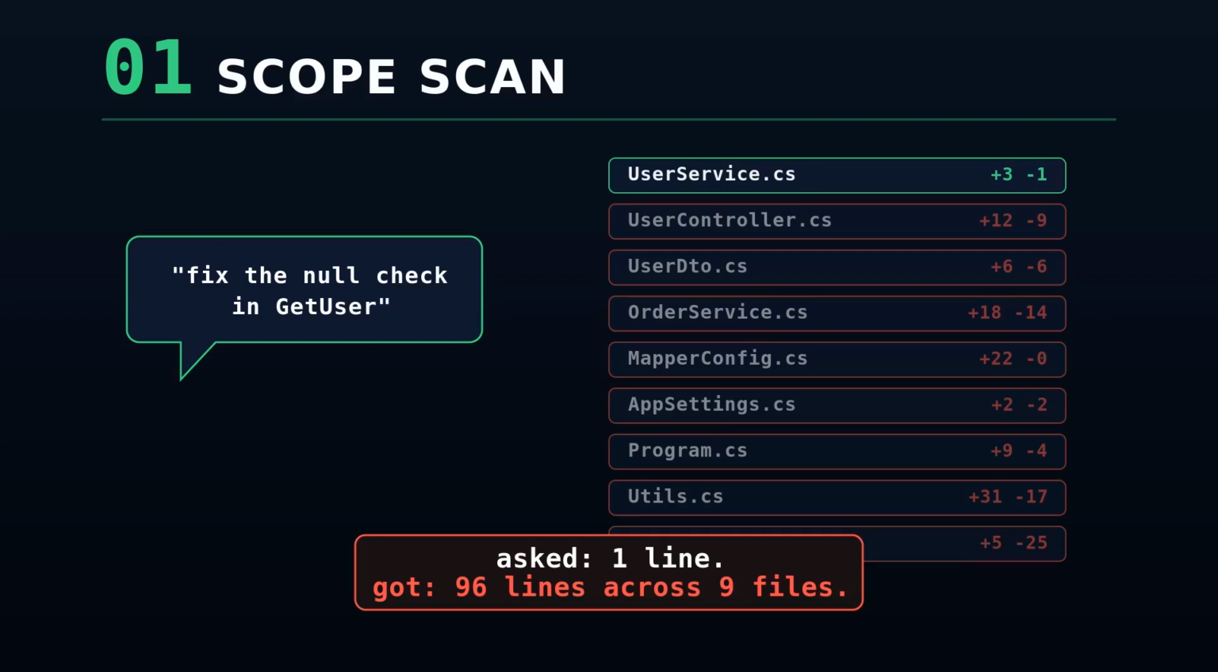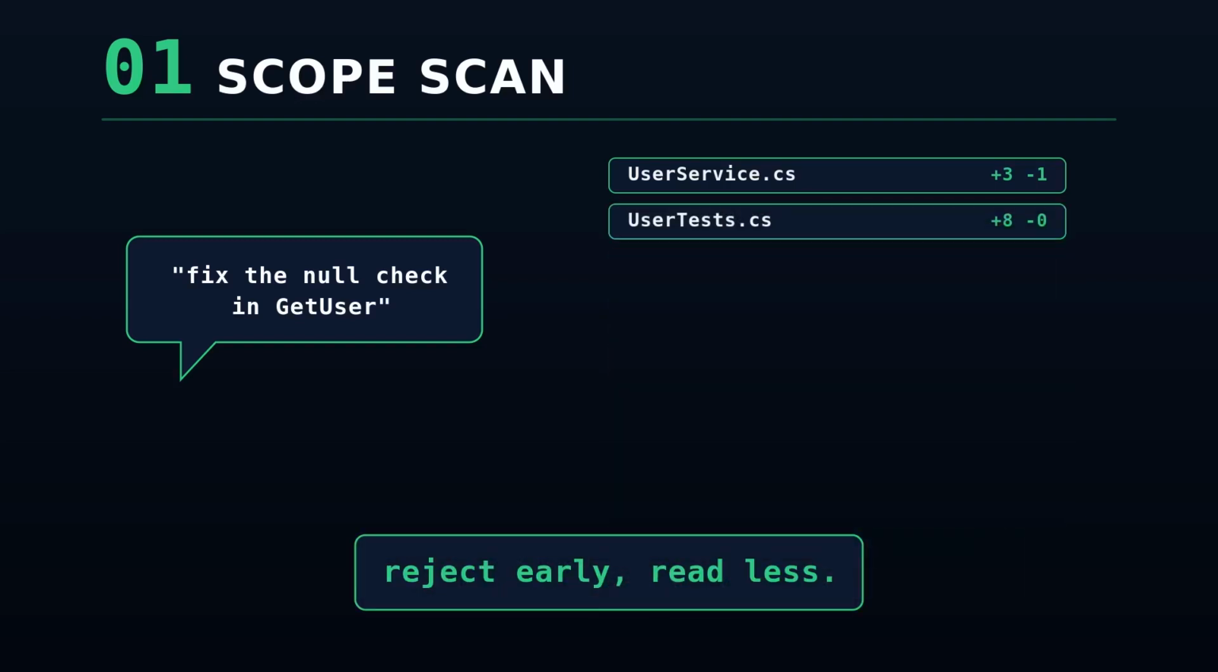The fix takes 10 seconds. Compare the file list against the task, and if they don't match, reject before reading, resubmit touching only what the task needs. You're not reviewing code yet, you're reviewing intent. A diff you shrink first is a diff you can actually review.